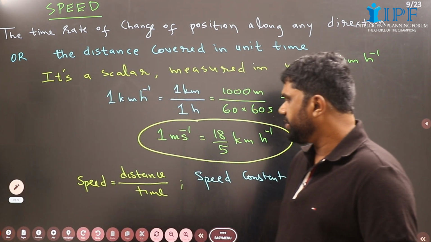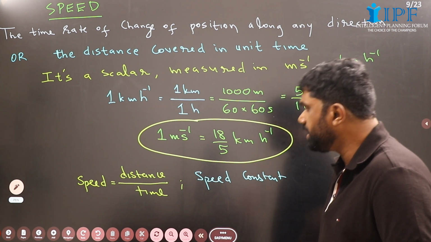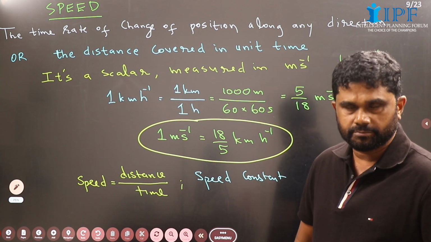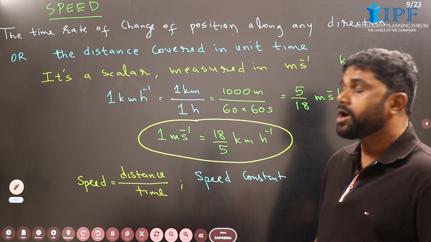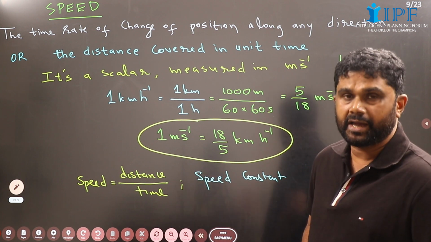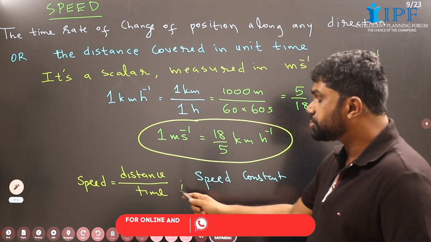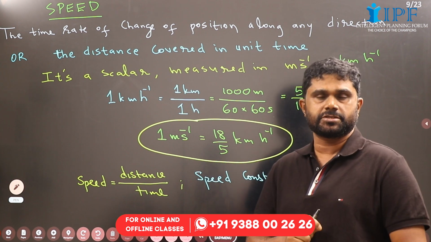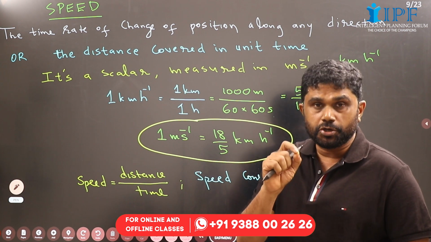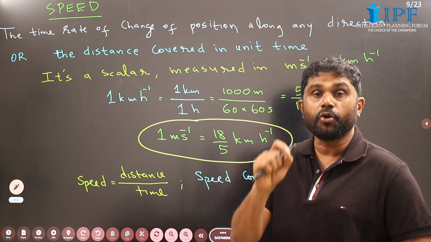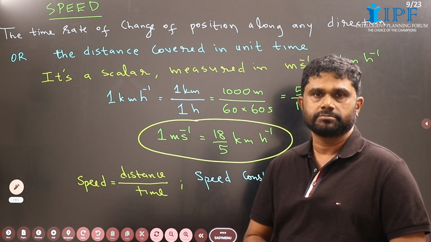Now we have this beautiful formula, speed equal to distance divided by time, but it is conditional. You can't use this formula everywhere and all the time. This is true only when the speed is constant. So speed equal to distance over time only when the speed is constant.